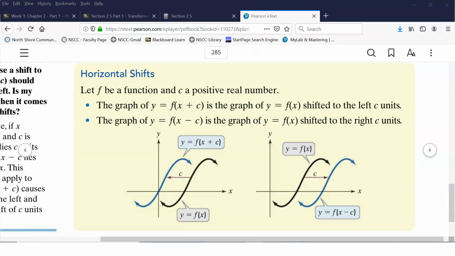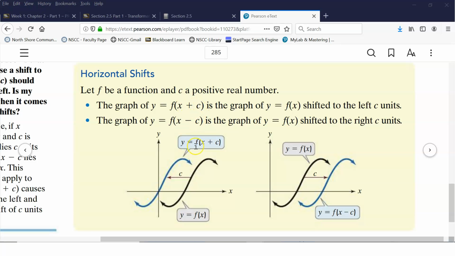Now let's look at a horizontal shift example. Again, the text nicely illustrates the horizontal shift concept. Notice the plus or minus c is now inside the argument of the function, but remember, it's now opposite what we see with a vertical shift. With a vertical shift, plus c means we add c to the y coordinates, minus c means we subtract c from the y coordinates. Remember, with horizontal, it's opposite.